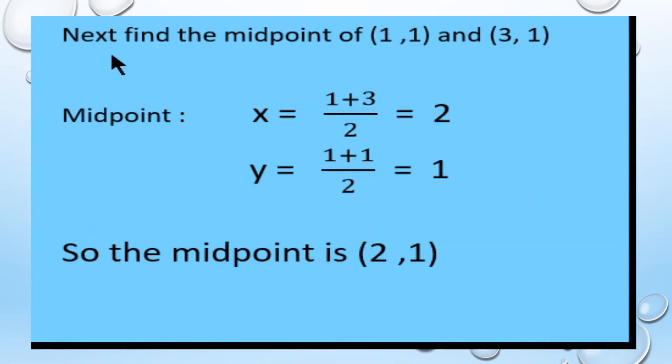The next thing we'll do is try to find the midpoint of the given points 1, 1 and 3, 1. To find the x coordinate of the midpoint, we'll take the x coordinate of the given points, that is 1 from this point and 3 from this point, and we'll add them and divide by 2 to come in the middle, and that gives us 2 as the x coordinate of the midpoint. Similarly, we'll find the y coordinate of the midpoint by taking the y coordinate from this point and the y coordinate from this point and then adding them and dividing by 2, and we get a y coordinate of 1. So the midpoint that we get is 2, 1.